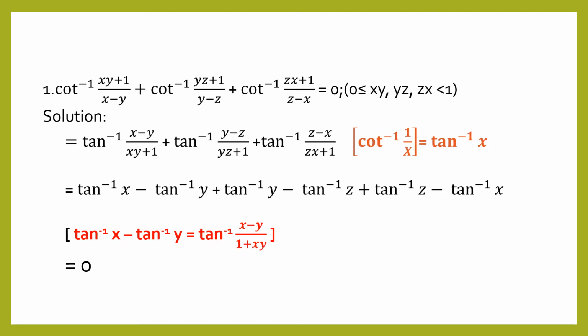Now we can see tan inverse x and minus tan inverse x will cancel. Minus tan inverse y and plus tan inverse y will also get cancelled. And minus tan inverse z and plus tan inverse z also will get cancelled. And finally the answer will become 0.